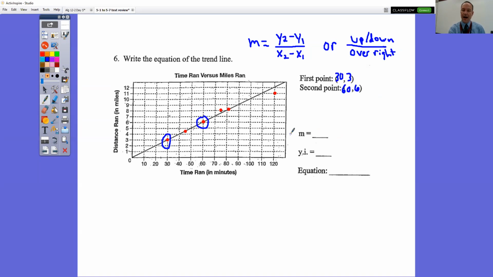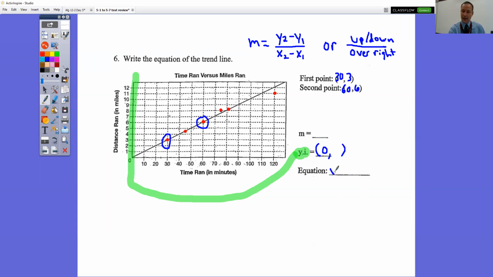So you need to find the slope. You need to find your y-intercept. Now, your y-intercept is where the line crosses the y-axis. So where does the line cross this green line? Remember that y-intercepts are always written 0, comma, inside parentheses.